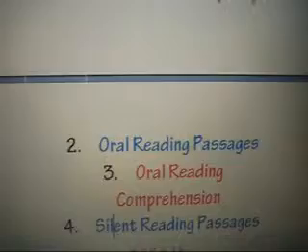This is a sample of a graded word list. Pre-primer, primer, 1st, 2nd, and 3rd grade levels. The child reads to find the instructional and frustration levels. You begin the oral reading passages at the level where the child makes the fewest mistakes. And then you do oral reading comprehension questions until you get a frustration level.